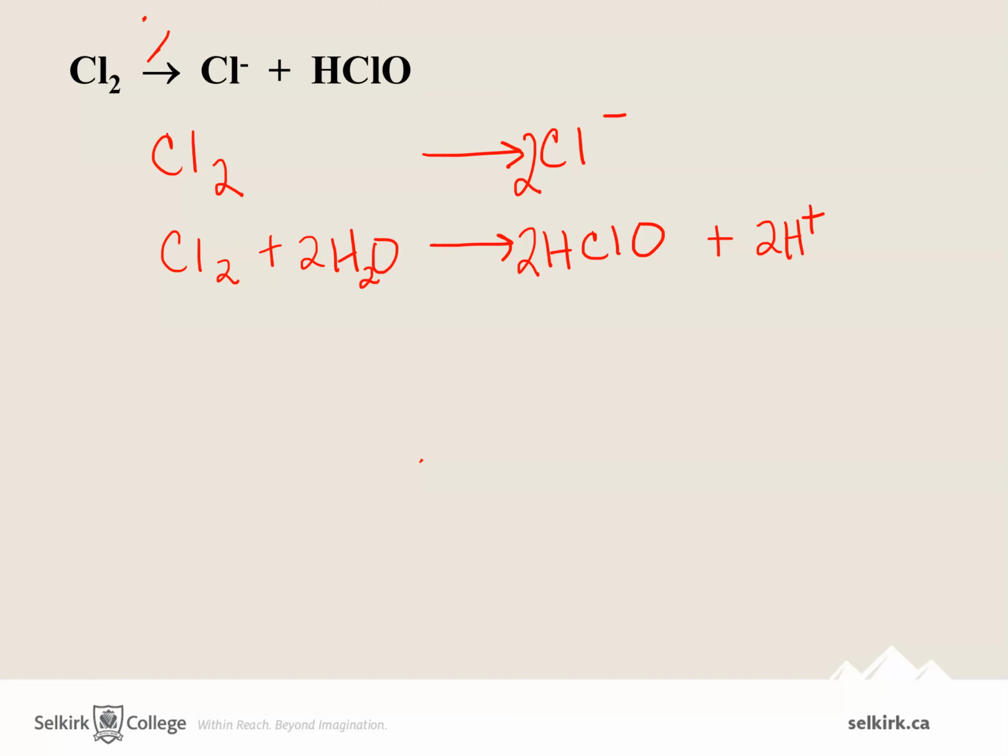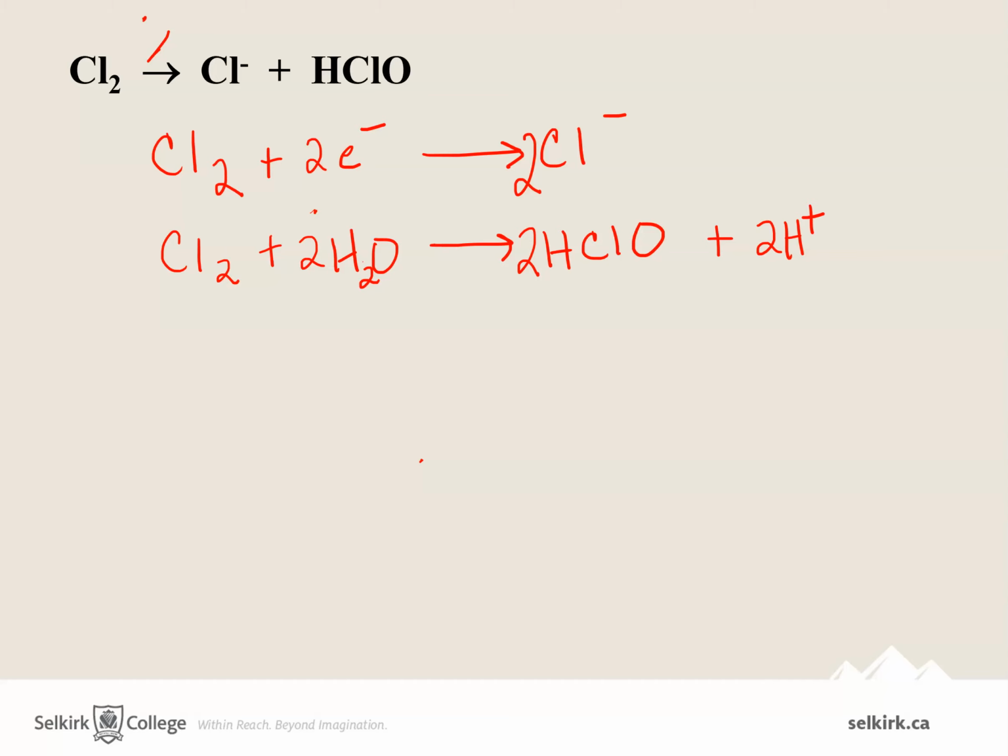Don't forget the charge. First half reaction, total charge on the left, 0. Total charge on the right, -2. The difference between 0 and -2 is 2 electrons. Now here's the part where we've got to pay attention. Which side do the 2 electrons go on? I'm going to try them here on the left-hand side. And I'm going to double check. Total charge on the left-hand side, -2. Total charge on the right-hand side, -2. Equal charge, good. Charge is balanced.